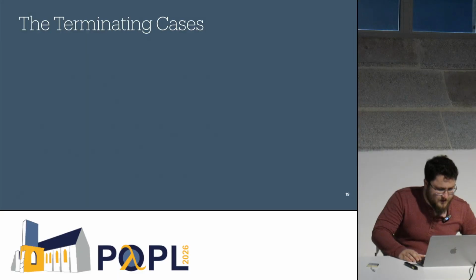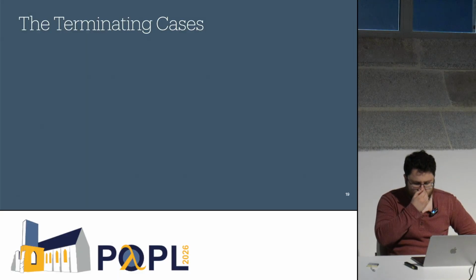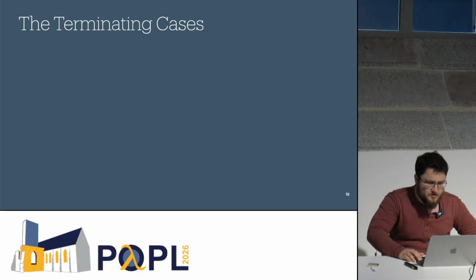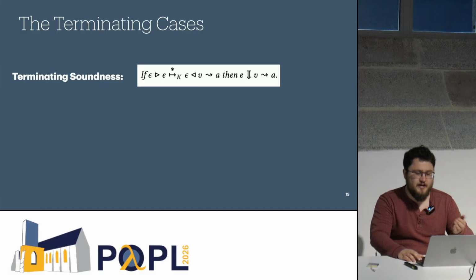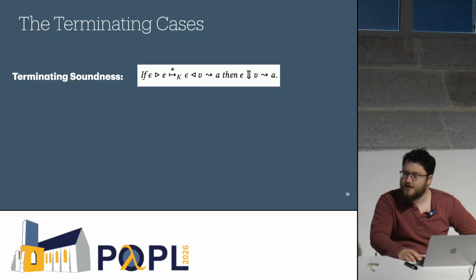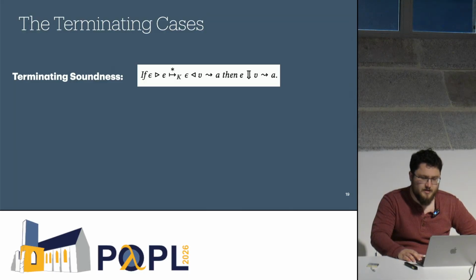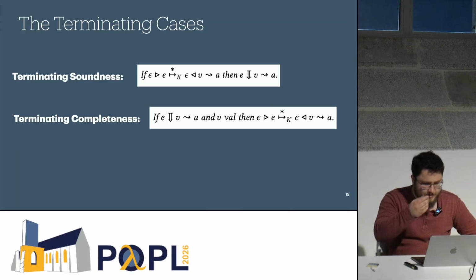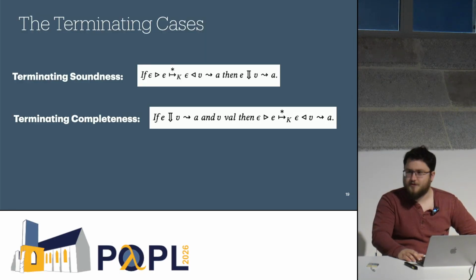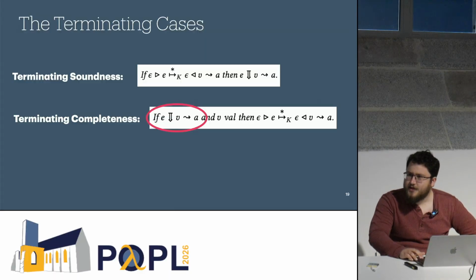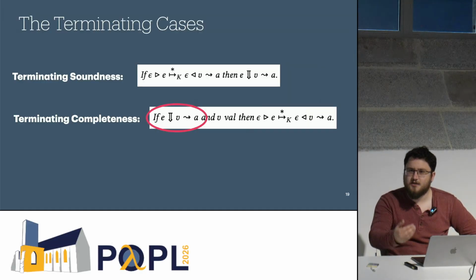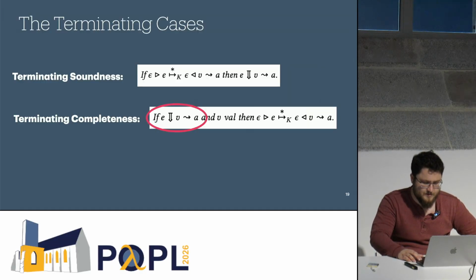So here we have the terminating cases for proving that theorem. The first case for terminating programs is terminating soundness, saying that if the K-machine can show some behavior of the program, so do the big stop semantics. And then secondly, we have terminating completeness, which shows the reverse. And terminating completeness is actually the interesting one to look at, because its antecedent is the semantic relation. And so this is where we might induct over the derivation of the semantics.